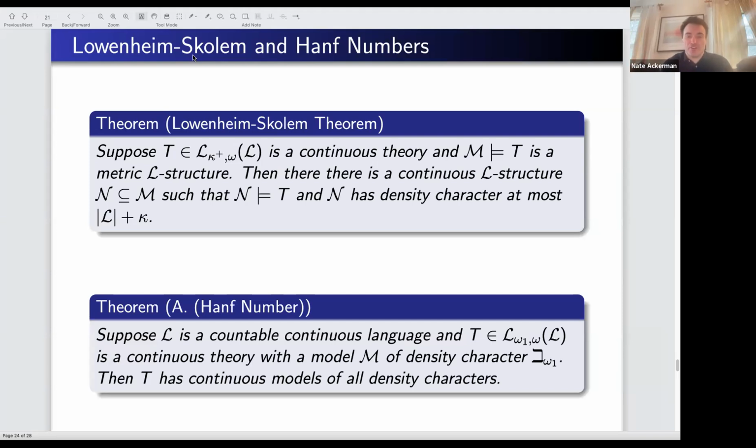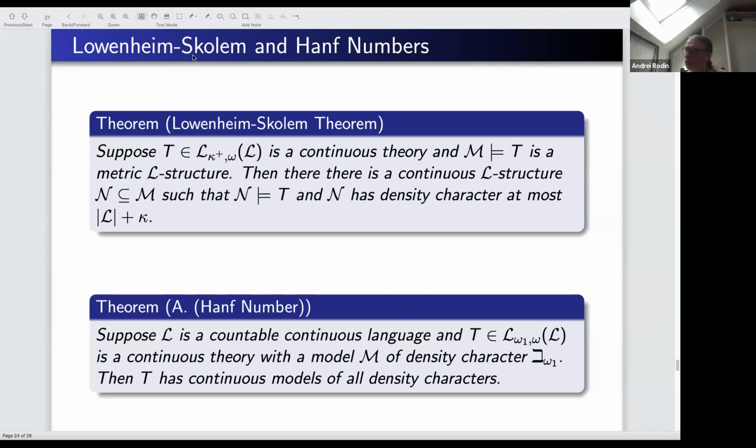And so that's the general way that you transfer these results: you take your theory and move to the cognate version, which is in L infinity omega. You take your structure and move to the cognate metric space version, which is a classical structure. Then you apply the classical version, and then you move back to continuous land, and the classical version holds.